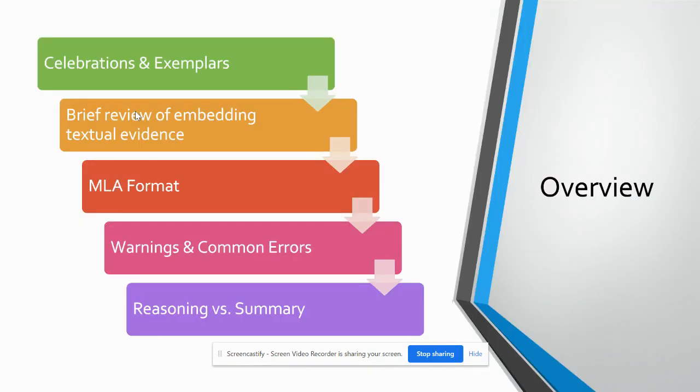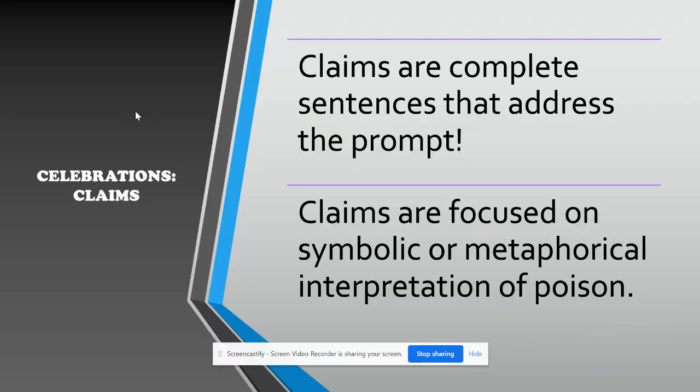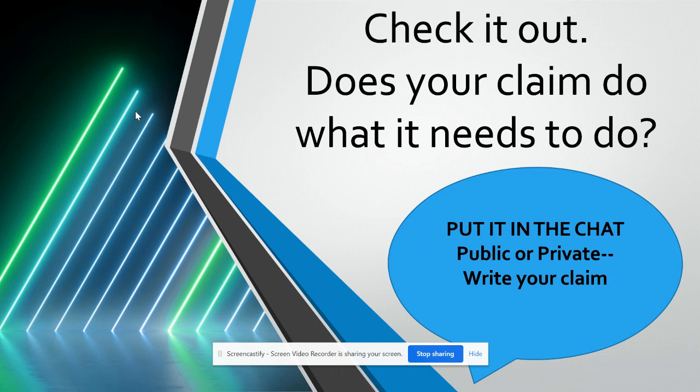Here is an overview of the day's activities. All of the things can be found on Canvas as well. From the rough drafts, I found that claims are complete sentences that address the prompt and that they are focused on symbolic or metaphorical interpretation of poison. We'll take a look at some examples in class, and you should check your own as well.